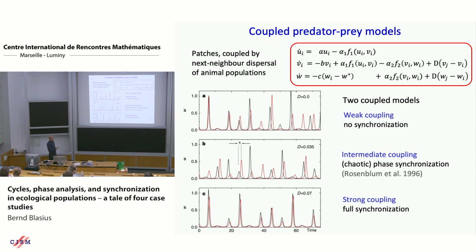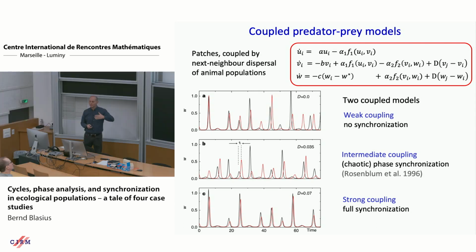in amplitudes. But interestingly, when you start to increase the coupling, the first thing you observe is that these 2 systems synchronize only in phase. So there's always a constant phase difference between the 2 populations, whereas the amplitudes can still be uncorrelated. And this is the phenomenon of chaotic phase synchronization that was just discovered at this time in other chaotic systems. And we showed that this also can explain synchronization in ecological data.